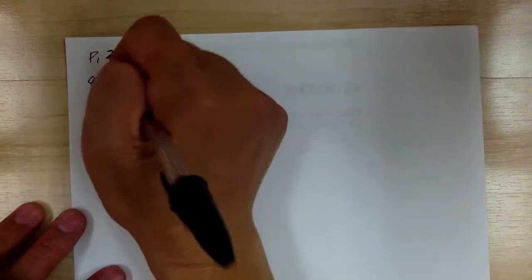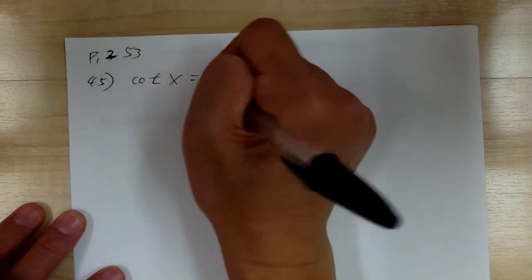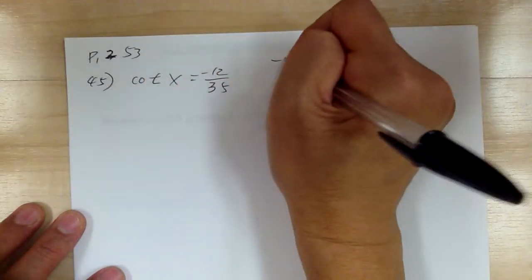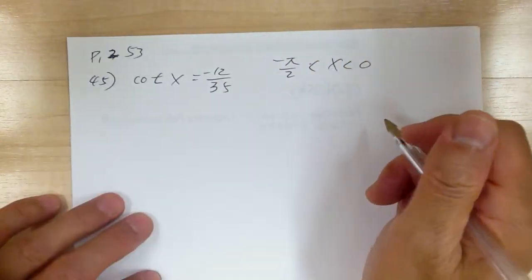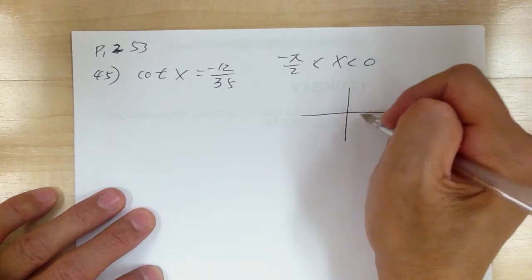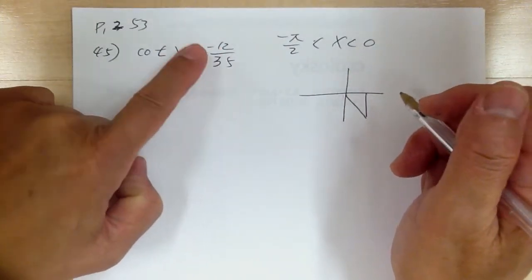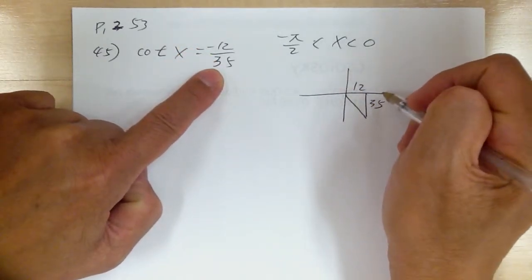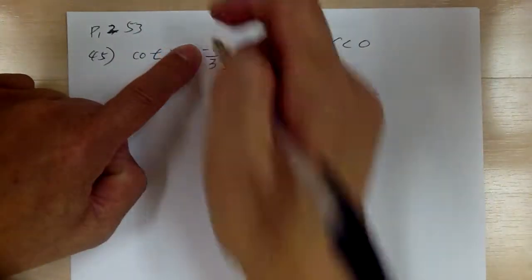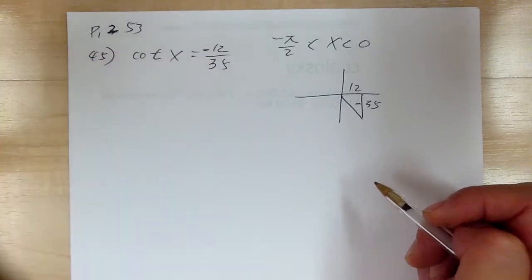Okay, let's go to 45. You've got cotangent of x equal to negative 12 over 35. And again, the angle is between negative pi over 2 and 0, so it's right over here. Cotangent is cosine over sine, so cosine is 12, sine is 35, and the negative would be this. Don't just assume that the negative goes with 12. You've got to look at the picture and decide which one the negative goes with.